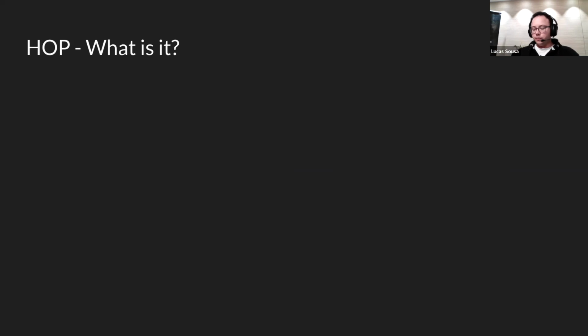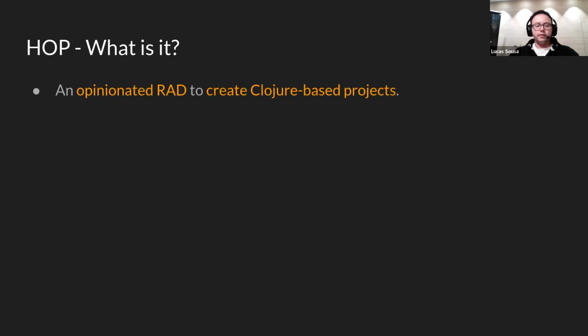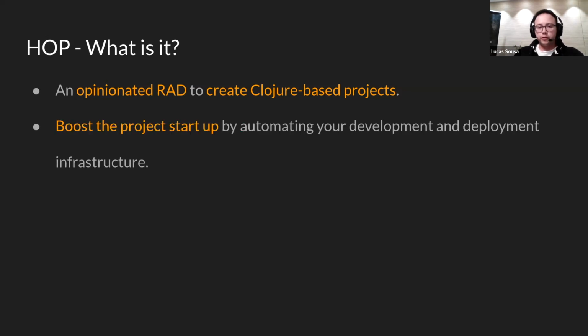So what is Hop exactly? Simply put, Hop is an opinionated rapid application development platform to create Clojure-based projects, mostly geared towards web applications. And one of the main important things that Hop wants to do is to boost your project startup, right?